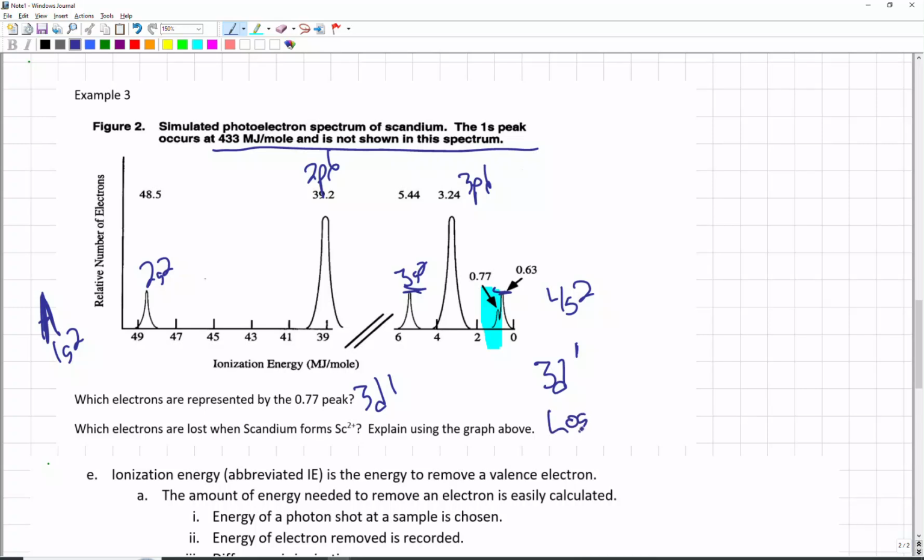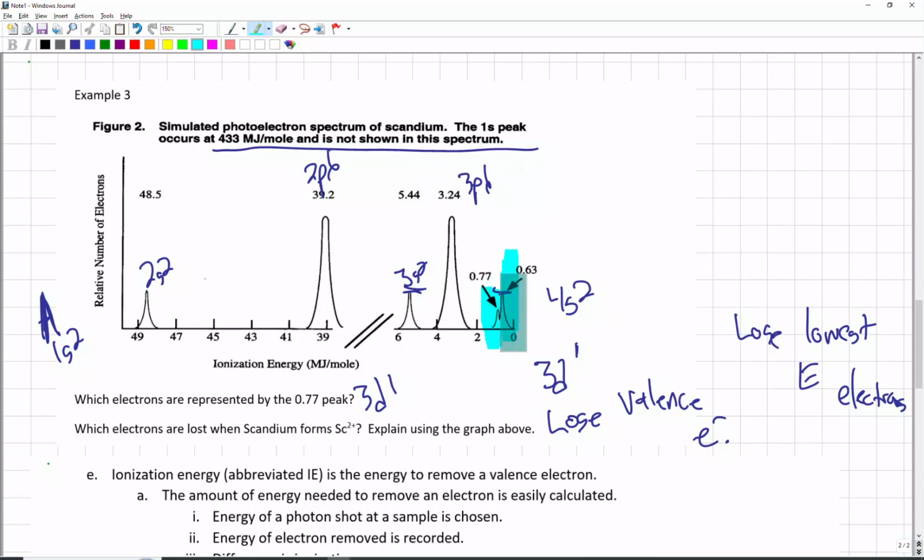Remember, you lose the valence electrons, okay? And you're going to lose your lowest energy electrons. Well, the lowest energy electrons would be these ones. I should have changed my color. I'll change it to purple. Maybe that'll override it. Oh, yeah, that makes it illegible. This is my lowest energy one, so I'm going to lose my 4s2. Right? And you should know you always lose the valence electrons in ions. All right.